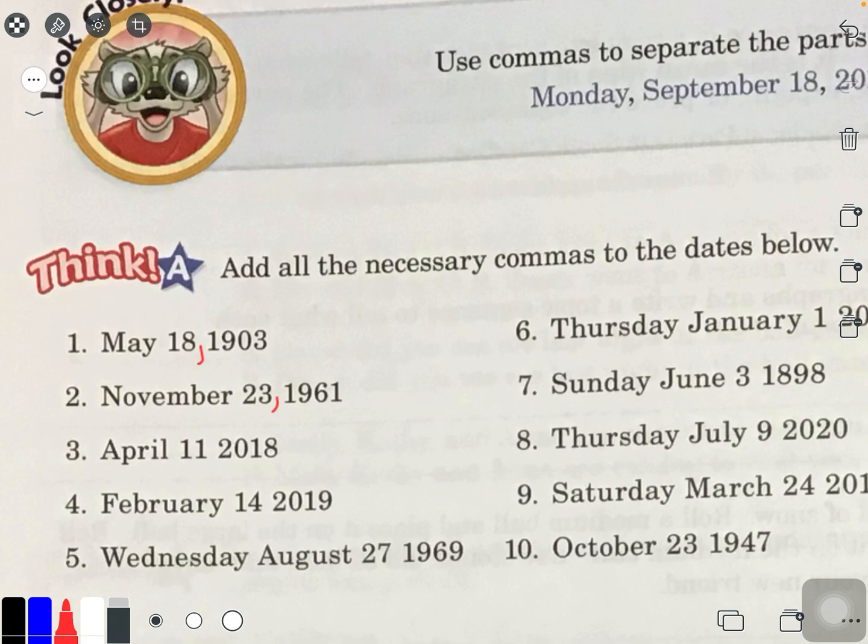Okay, 3, you put a comma after the date. Number 4, you put the comma after the date. Now notice I'm not putting periods at the end of these because they're not sentences. I've had students put periods at the end. No, no, no, no, no. Okay, I'm looking for commas.